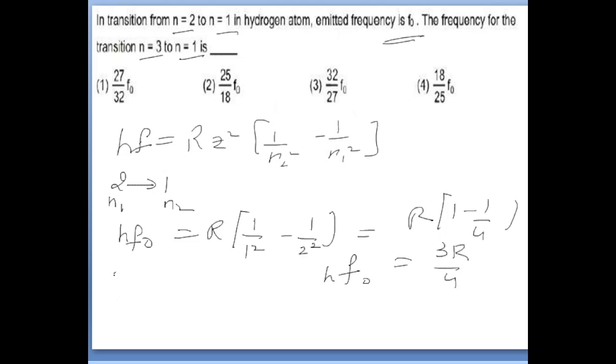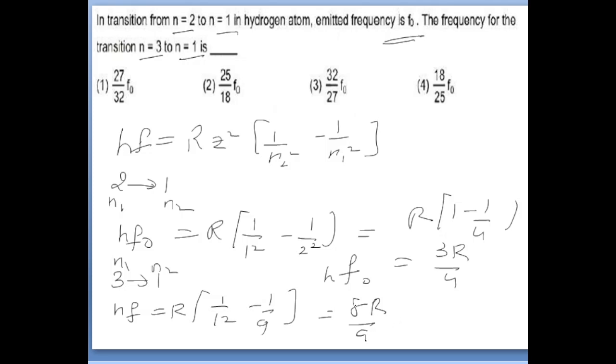Similarly, the 3 to 1 transition. In that case, h f, you take another frequency, R into 1 by 1 square minus 1 by 3 square, that is 9. So you will write 9 minus 1, 8R by 9. So he is asking just the frequency ratio.